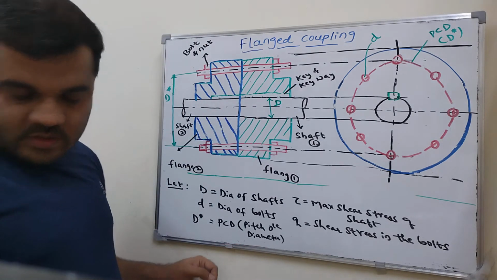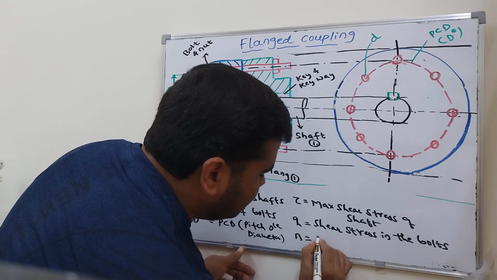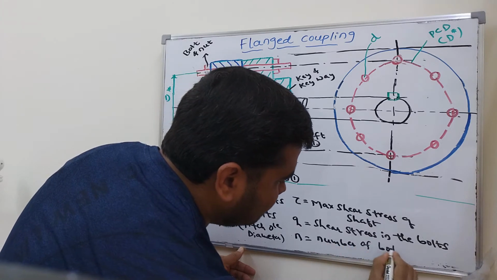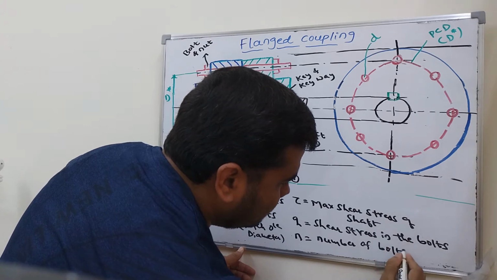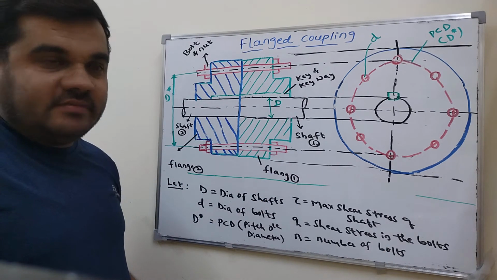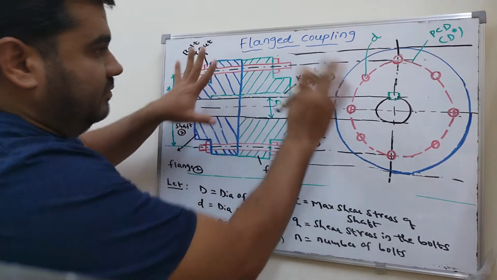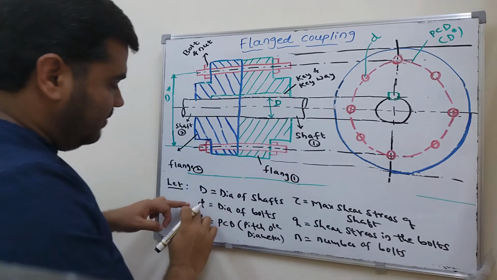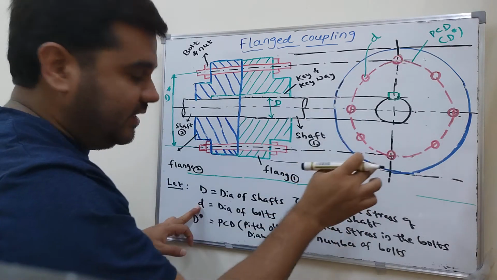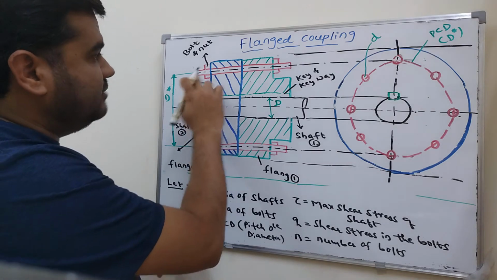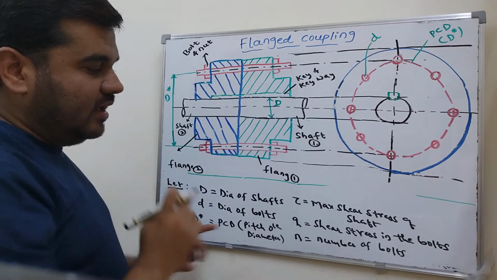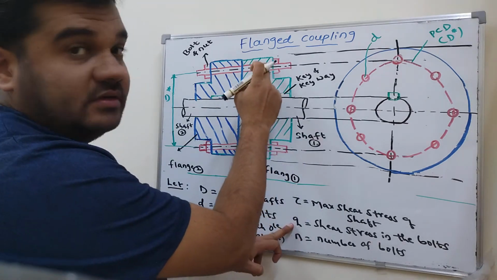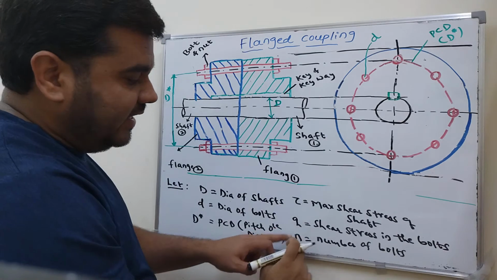Next, n equal to the number of bolts. Are you getting the points here? It means you have capital D, the shaft diameter, small d, the bolt diameter, and capital D star, the pitch circle diameter. Tau is the shear stress developed in the shaft, Q is the shear stress developed in the bolt, and n equals the number of bolts.